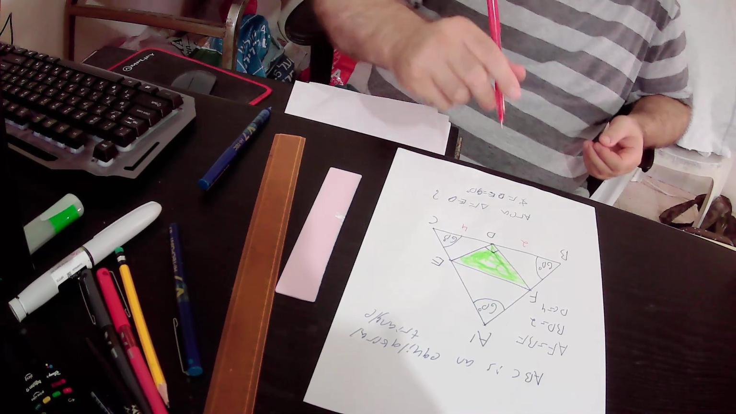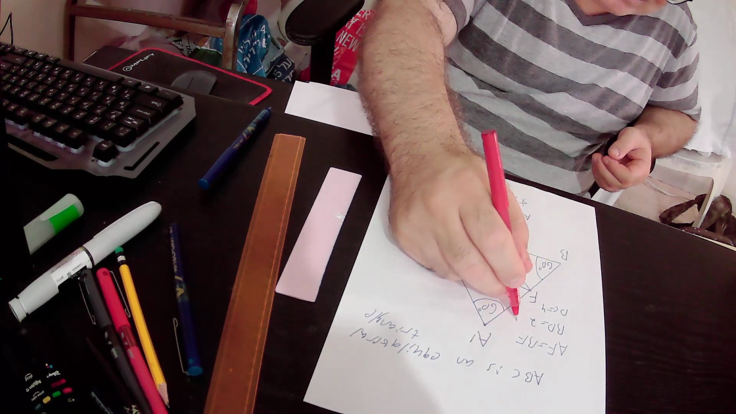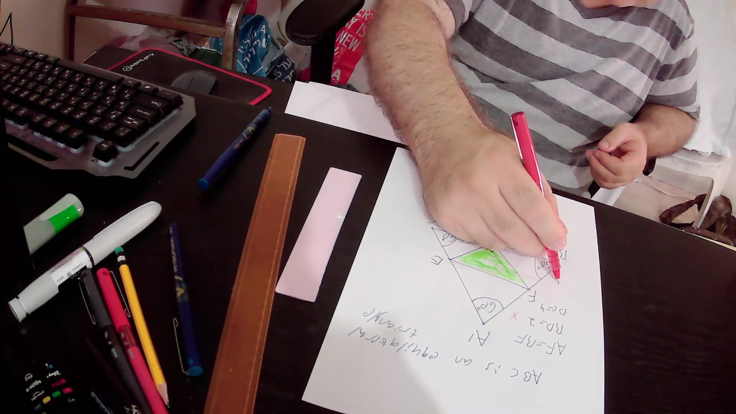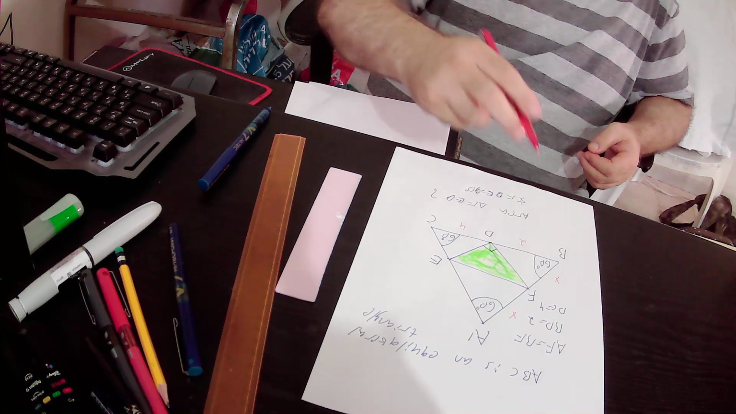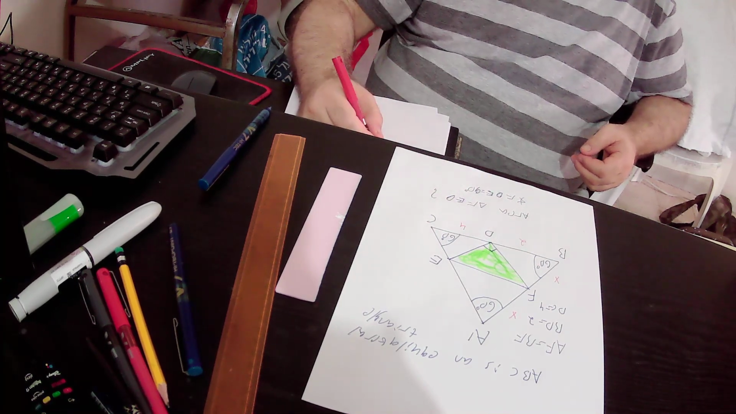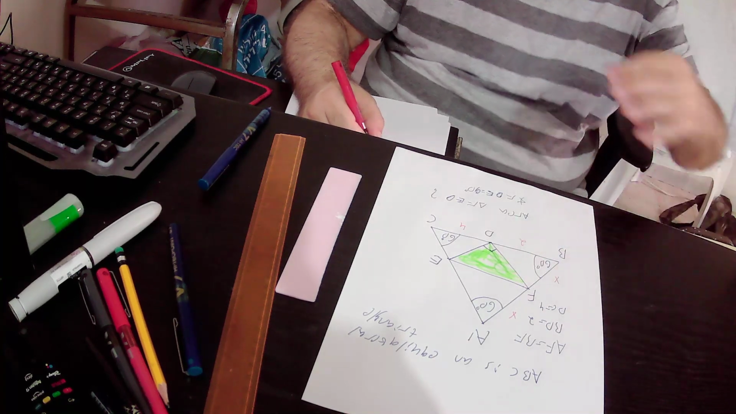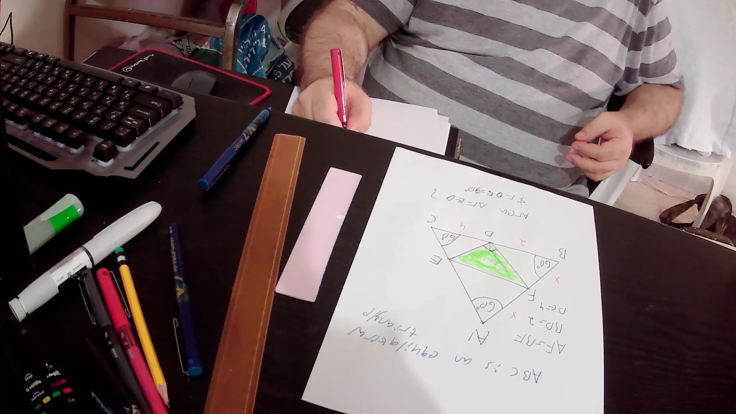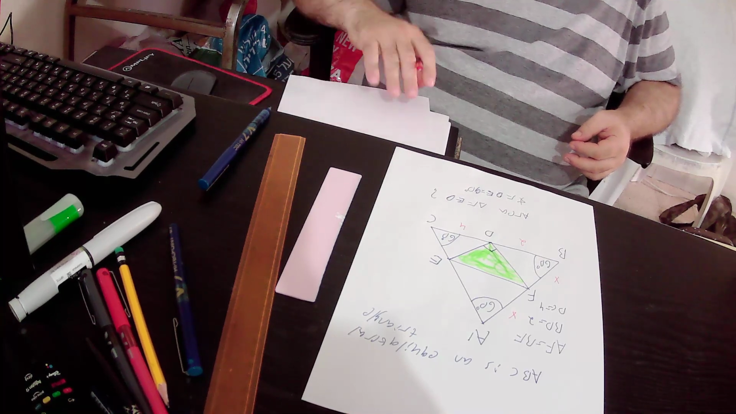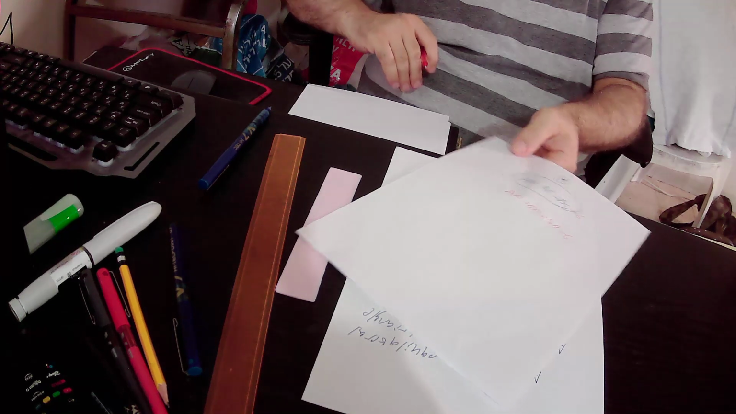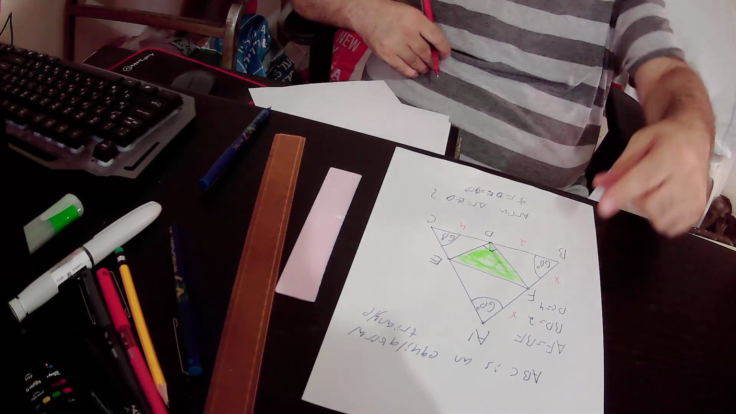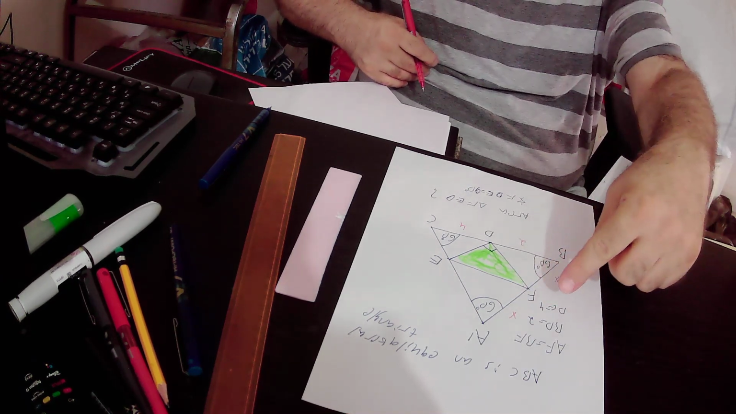So if we define AF as X, then BF equals AF, so BF will be also X. So we know that AF plus BF equals AB. AF plus BF equals AB, and AB equals 6 units. But AF equals X and BF also equals X.